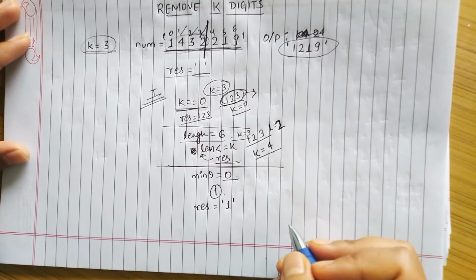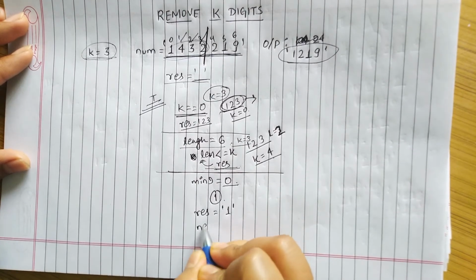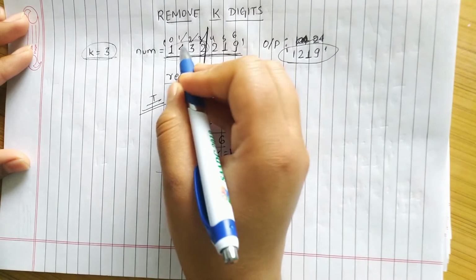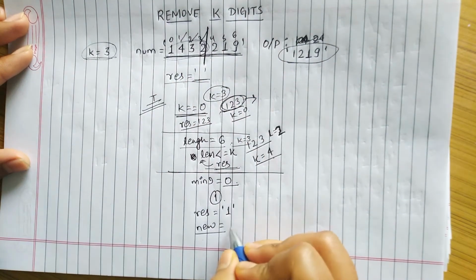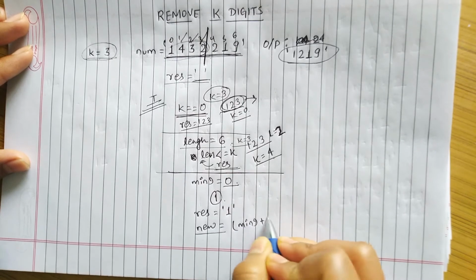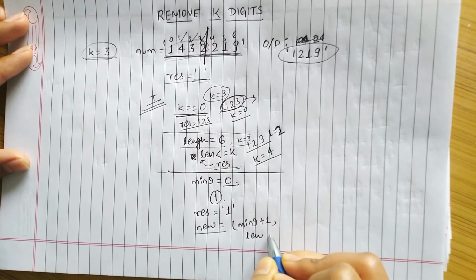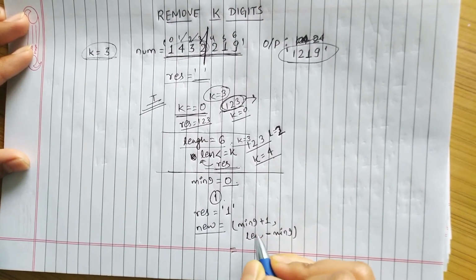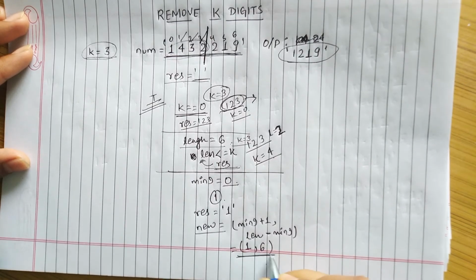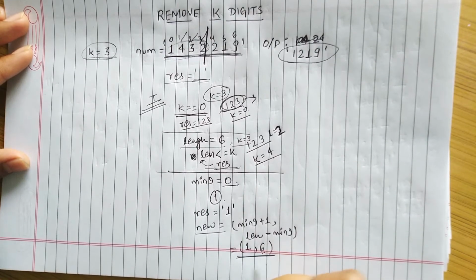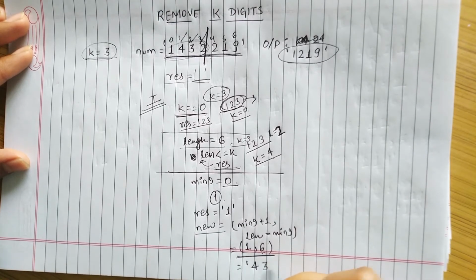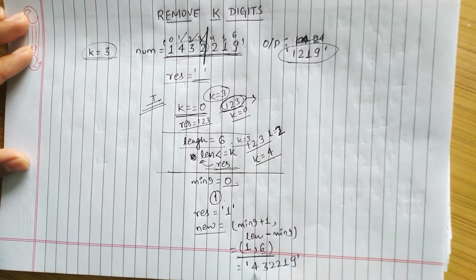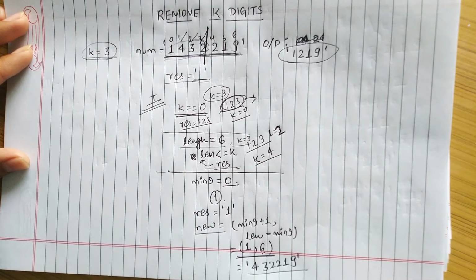And after that, for the recursion call, what we will do is first make a new string to pass. We will not pass the entire string again. Instead, we will pass a new string which will be the substring from min index plus 1, comma, length minus min index. So what is the min index? Min index is 0, plus 1 is 1, comma, length minus min index is 6 minus 0, which is 6. That means the substring from 1 counting 6 digits, that will be 4, 3, 2, 2, 1 and 9. So this is our new string that we have to pass.